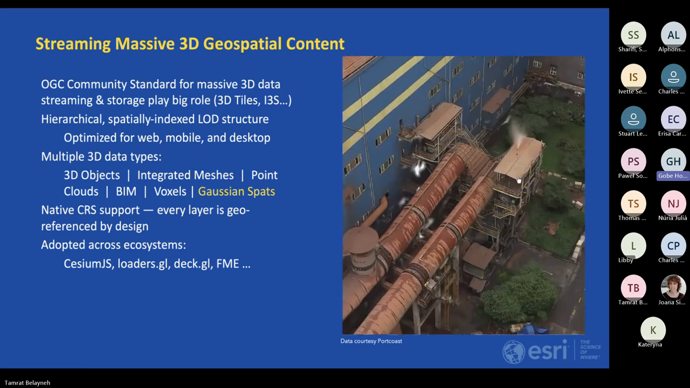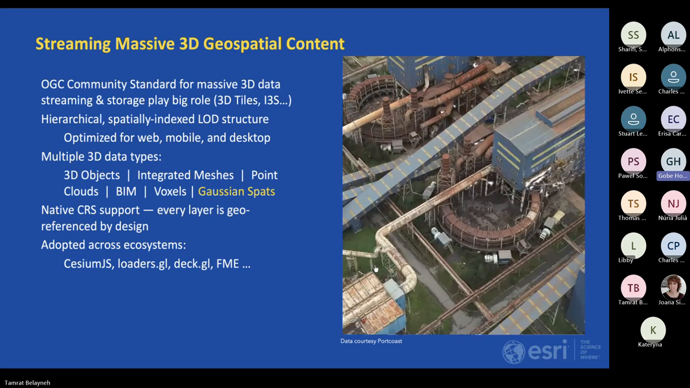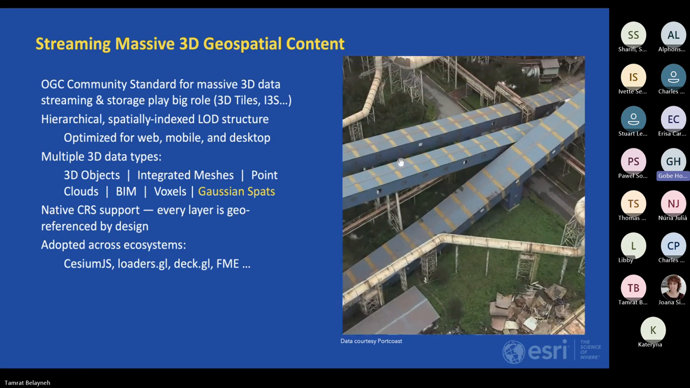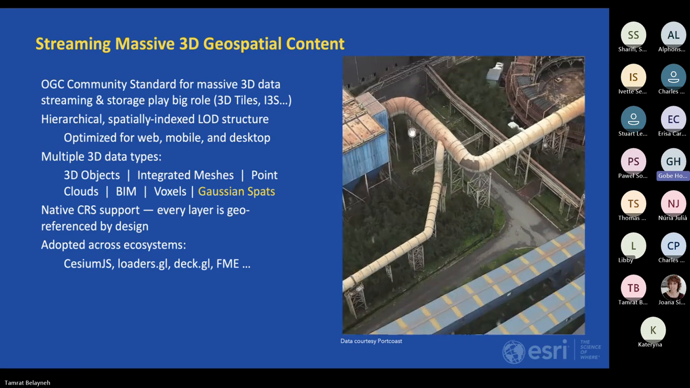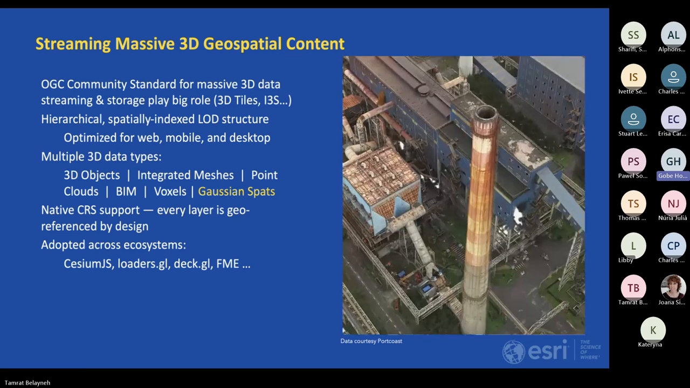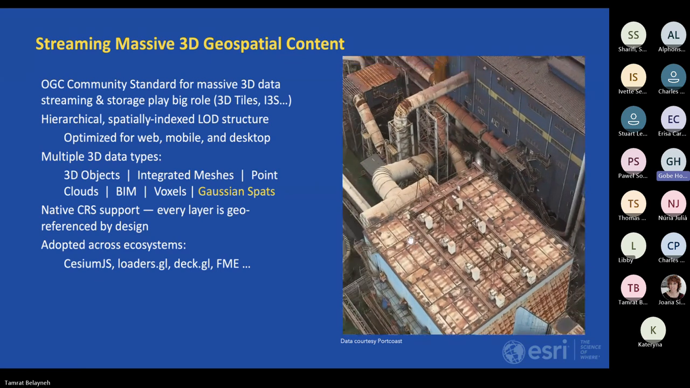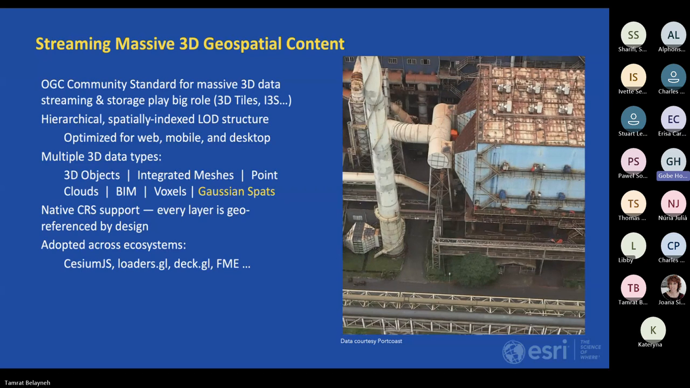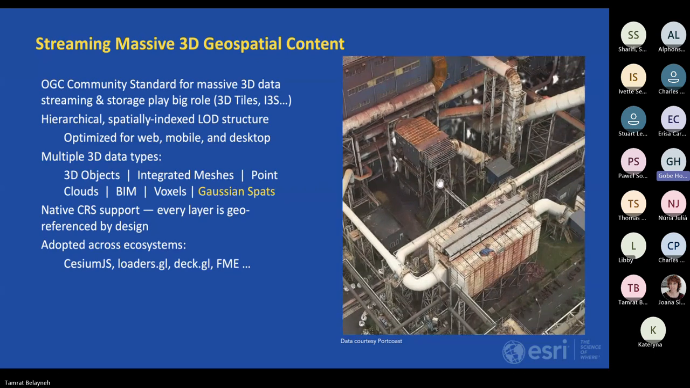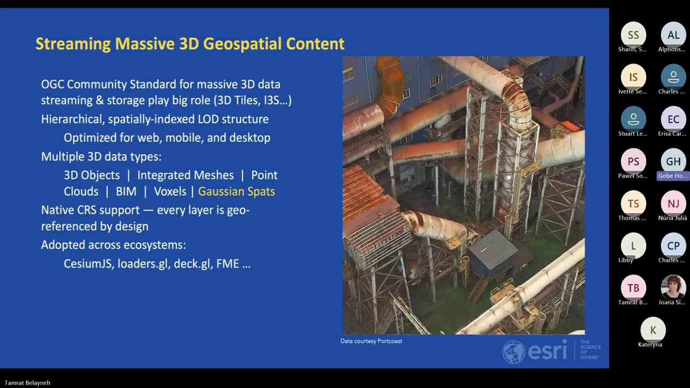What you see here on the right is a Gaussian splat representation of a very remote and inaccessible area with full fidelity and both visual and geometric consistency. By geometric consistency, I mean the object that you are working with and seeing is as it is represented in reality, right? Now, we organize these things in different data types, whether it's 3D objects, integrated mesh, point cloud. We have this distinct way of classifying the data that we work with, and Gaussian splat is the new addition here. But every layer is geo-referenced by design, right?